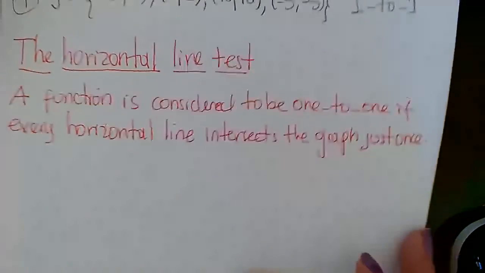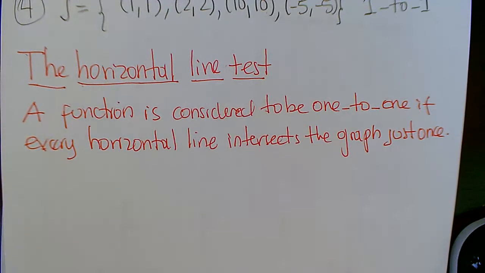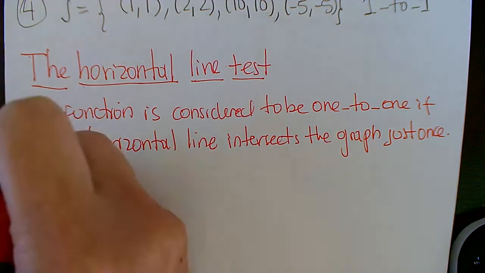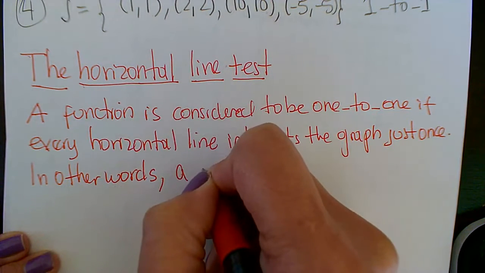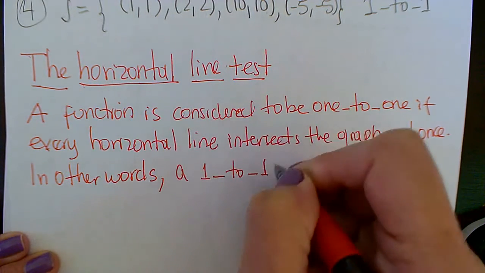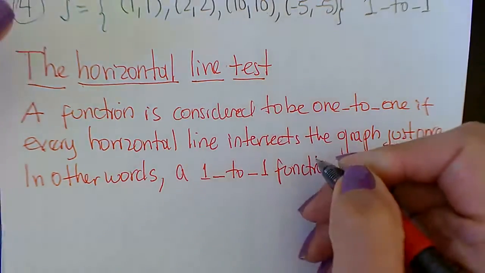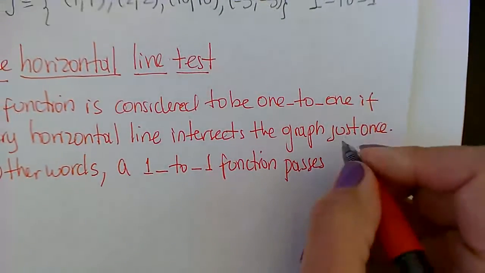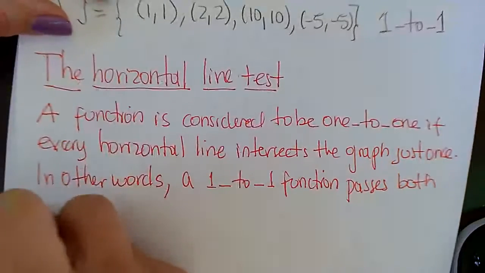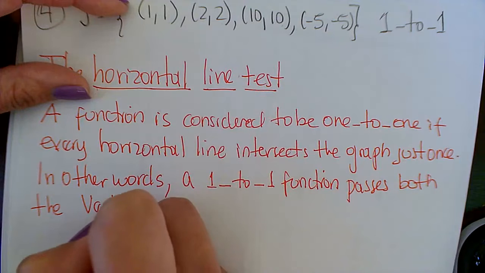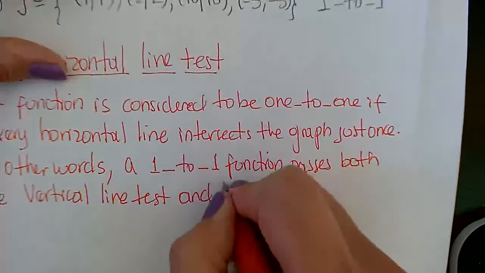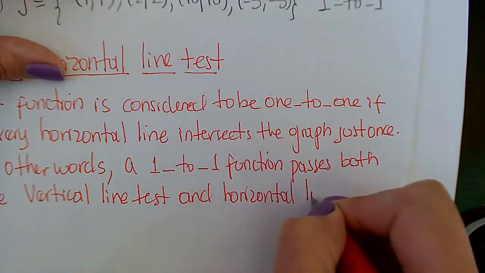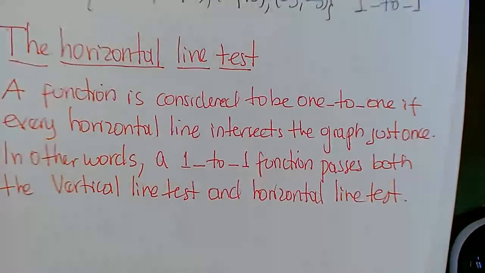In other words, a one-to-one function passes both the vertical line test and the horizontal line test. Both of them, okay?